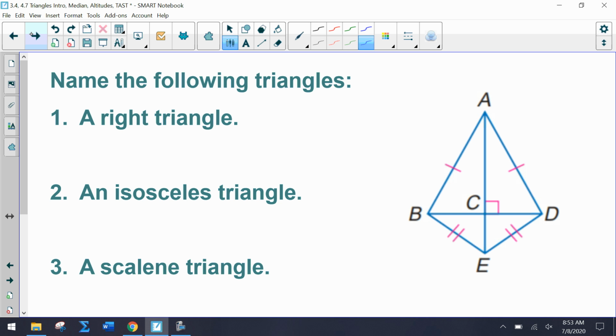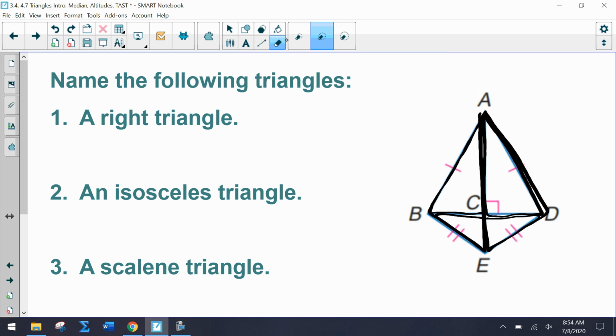Okay, so looking at this diagram, I want us to pause and name the following triangles. I want you to name a right triangle, an isosceles triangle, and a scalene triangle. Okay. So before you begin, ask yourself, how many triangles are there in the picture? I count many, right? I got 1, 2, 3, 4, 5, that big one, and then 6, that other big one. So we have 6 triangles in here.